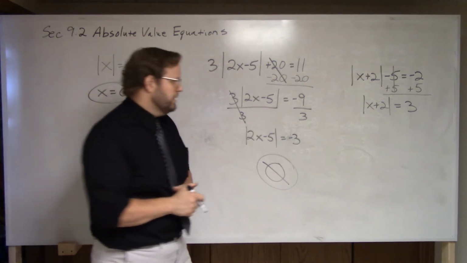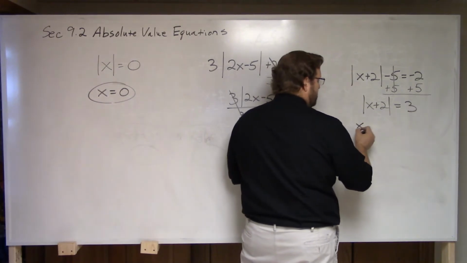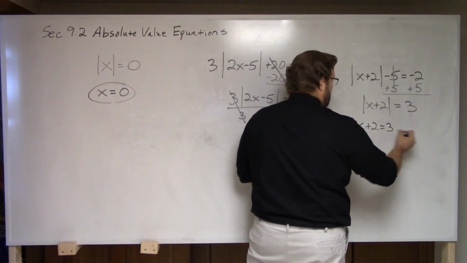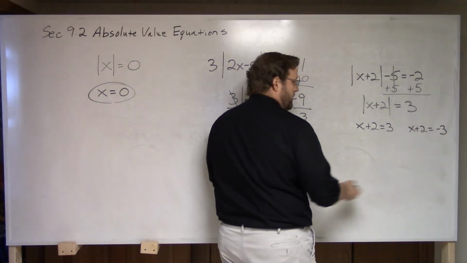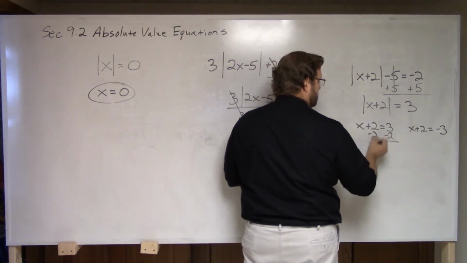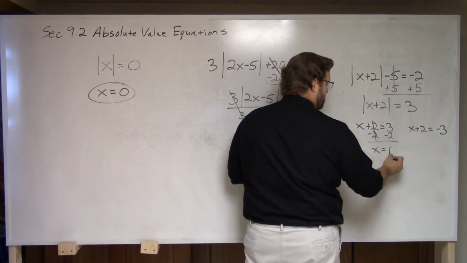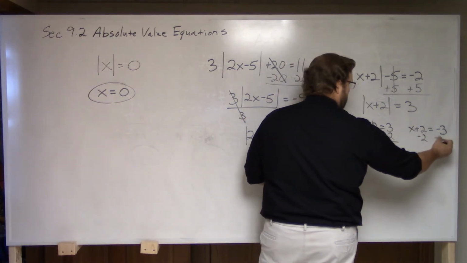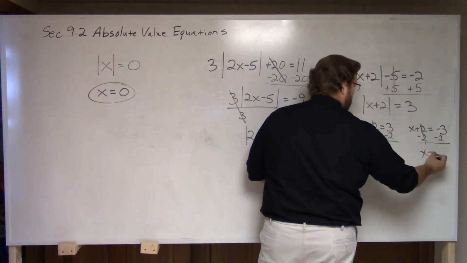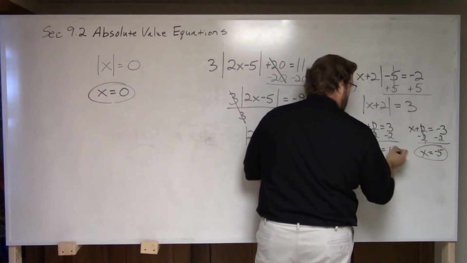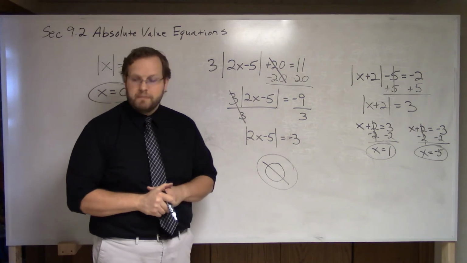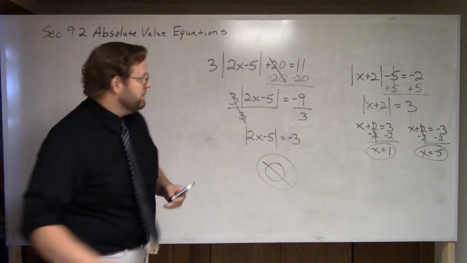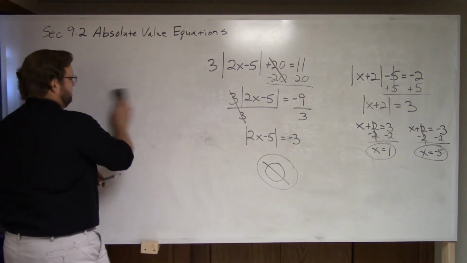Let's finish that one up while we have it up there. So I would drop the bars, and then drop the bars, change the sign. And I would subtract a 2, and then I would subtract a 2. And there we have our two answers. Okay? Let's look at 3 more examples, and that'll be it.